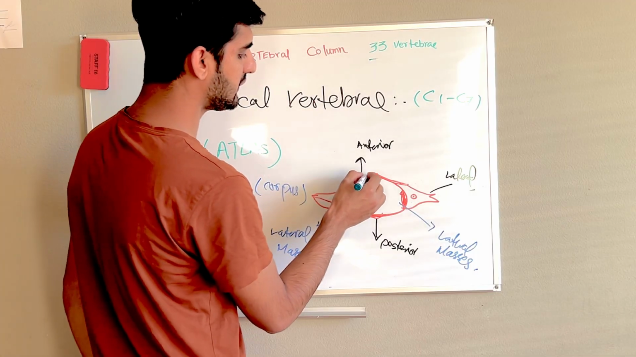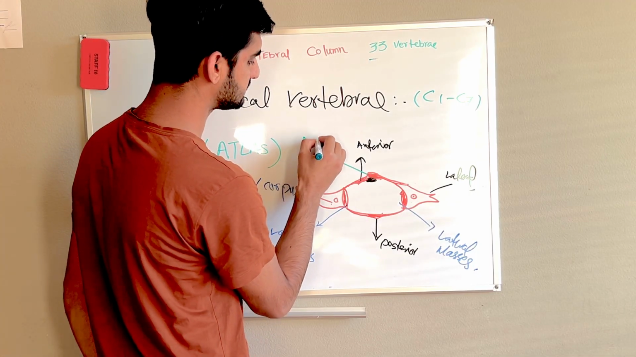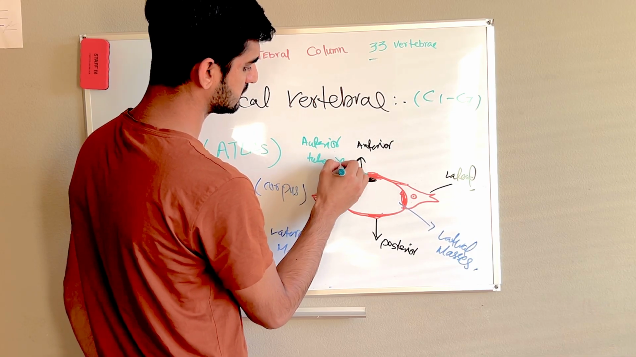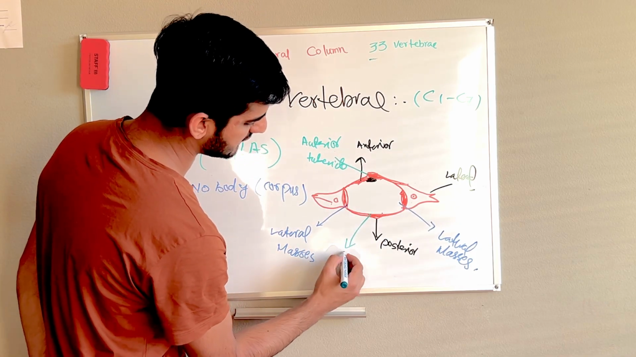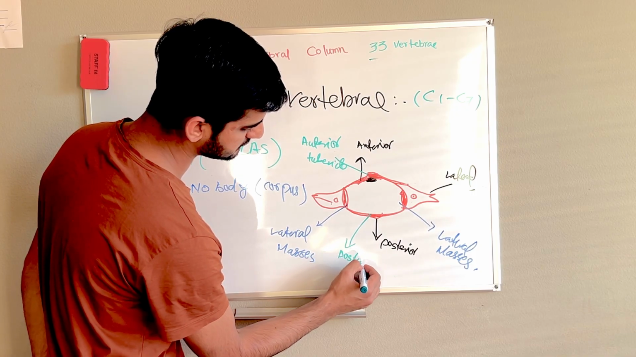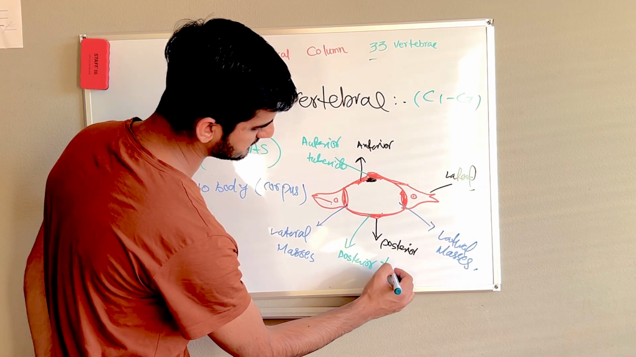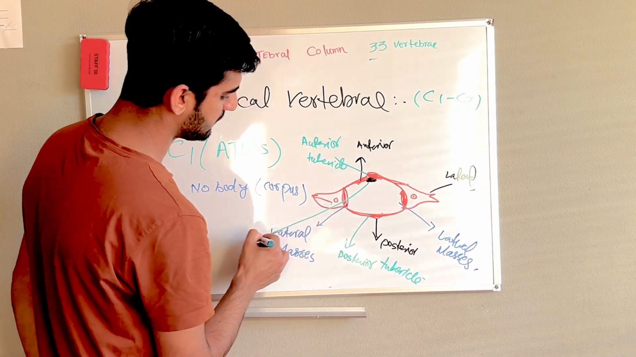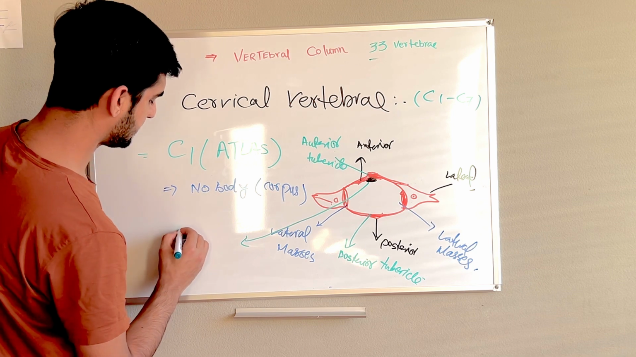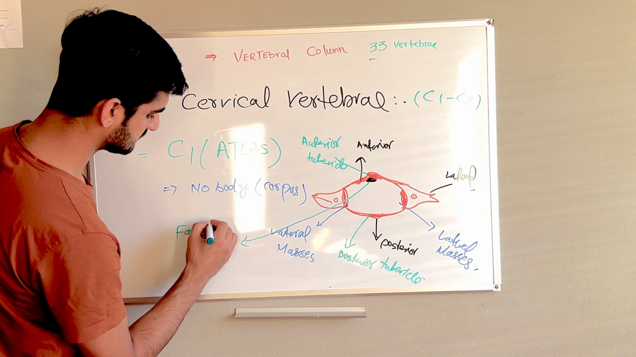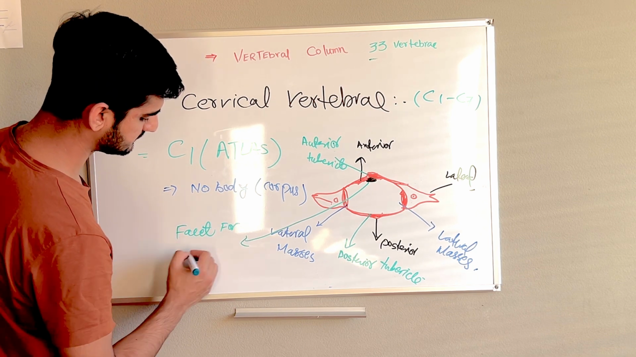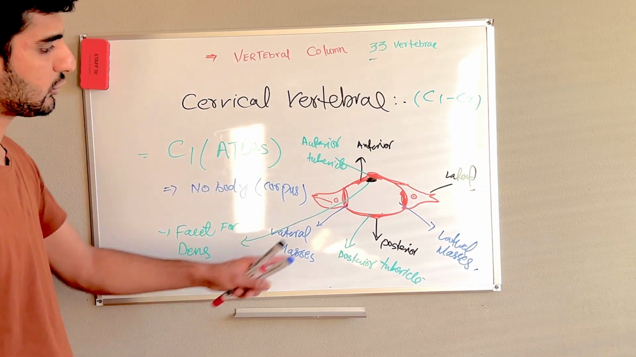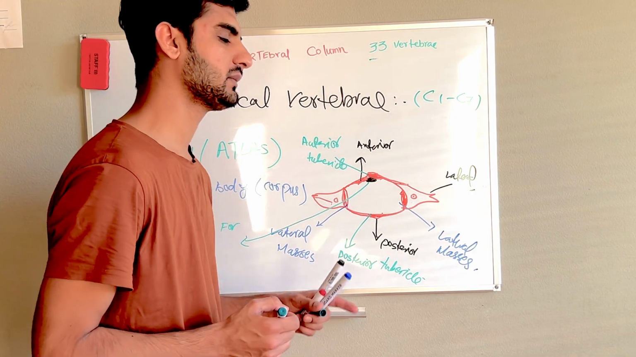On the anterior side we have the anterior tubercle. On the posterior side we have the posterior tubercle. Here we have the facet for dens, because here the odontoid process of the axis, the C2 vertebra, articulates.